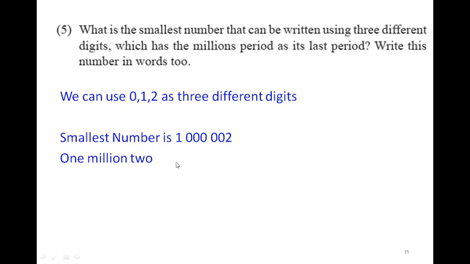How do we read this? Look at the last 3 digits. It's in the units place. We have no thousands, we have only 1 million. 1 million, we don't write 000, so it is ignored, and 2. Then 1 million 2.